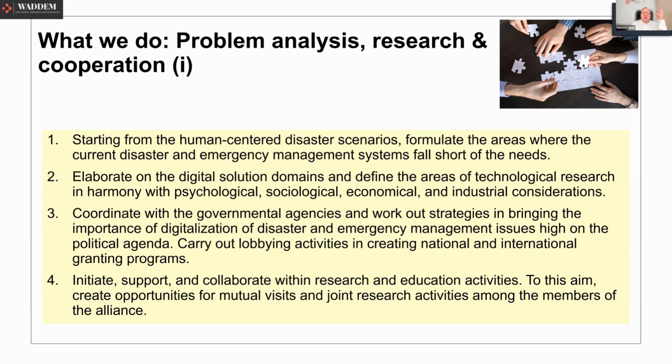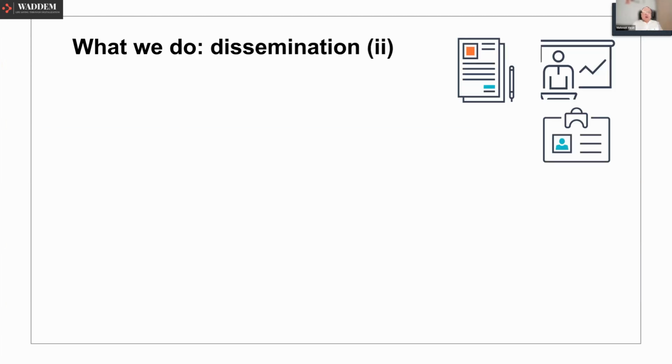Third, we want to coordinate with the governmental agencies and work out strategies in bringing the importance of digitalization of disaster and emergency management issues high on the political agenda. Carry out lobbying activities in creating national and international granting programs. Fourth, initiate, support, and collaborate within research and education activities. To this aim, create opportunities for mutual visits and joint activities among the members of the Alliance. What do we mean by that?